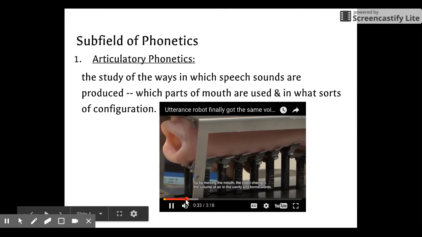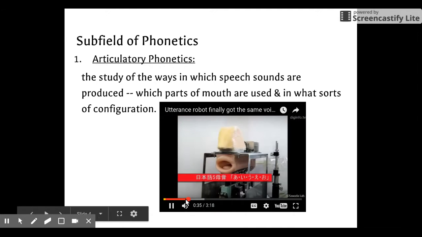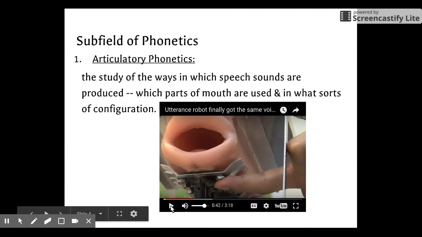体積を変えて言葉を作ります。 The robot's mouth and tongue are made.